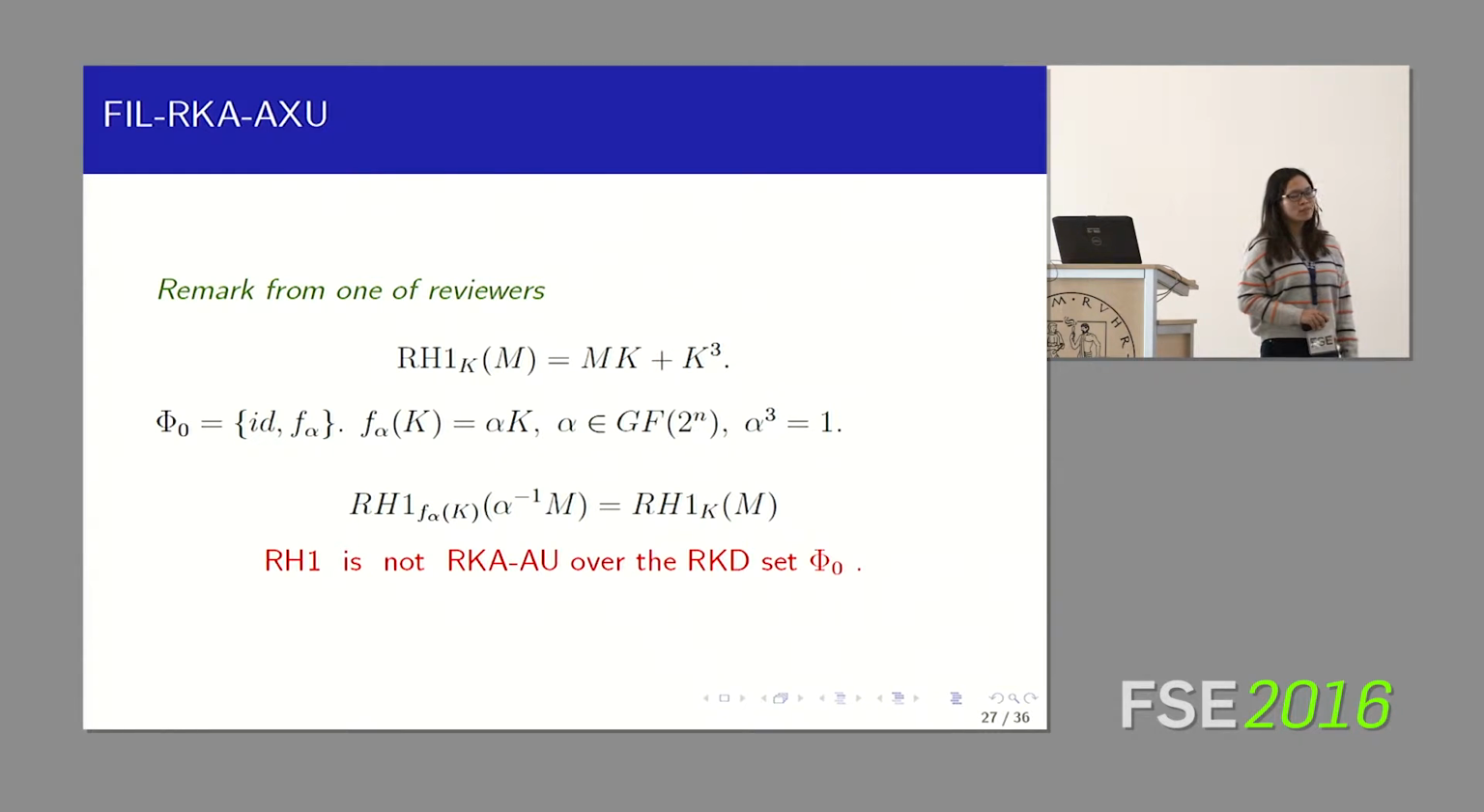A remark from one of the reviewers points out that RH1 may not be an RKA-AXU function over other sets. For example, he defined the set phi 0 like this, and then this equality always holds over this set. So RH1 is not RKA-AXU over the set phi 0. Here we send our thanks to the reviewer for his kind comments.